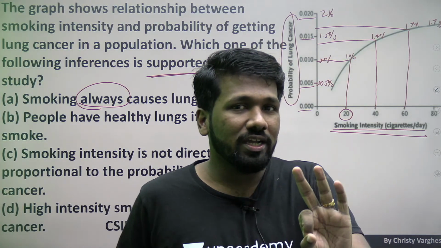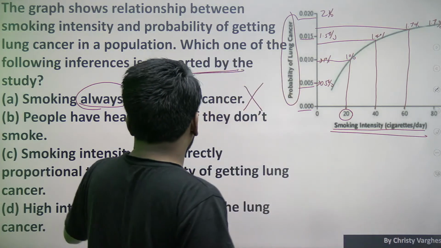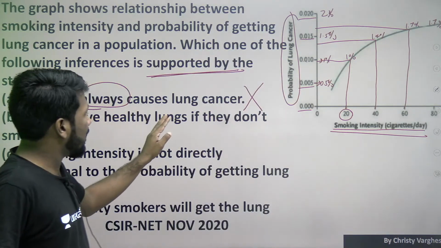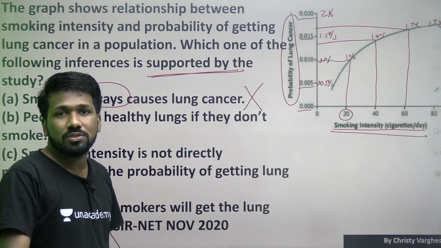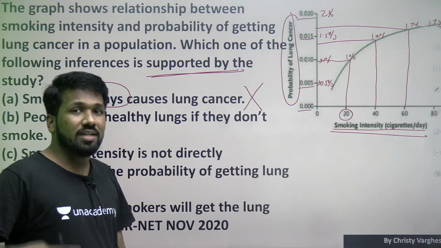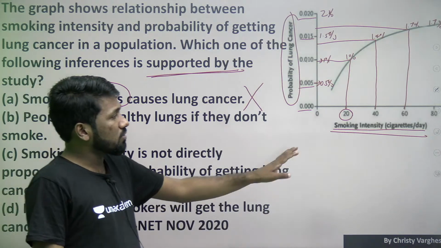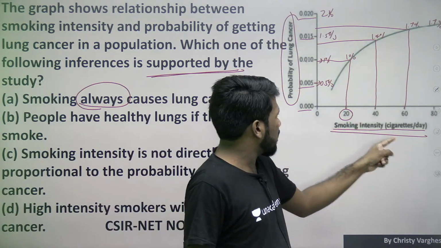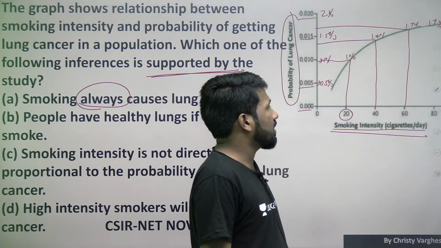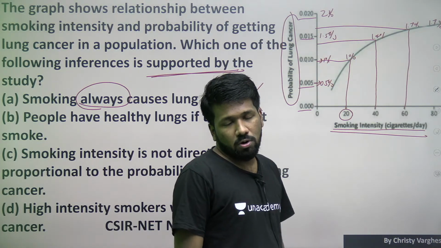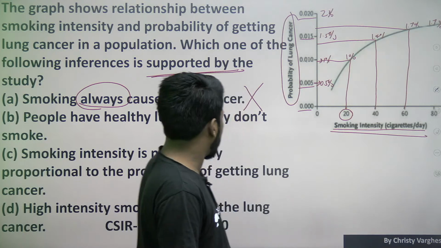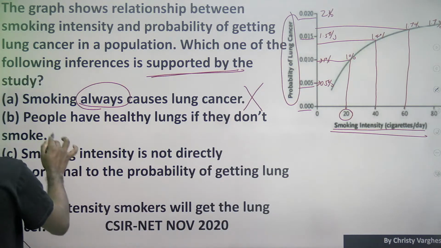Are you all understanding? Non-smokers को lung cancer, non-healthy lungs के लिए और क्या क्या reasons हो सकता है, कुछ reasons है, कितना chances है, कुछ नहीं दिया है ये study में. In the study, it is only telling the connection between smoking intensity and lung cancer. Are you all understanding this? So definitely option B cannot be answered.